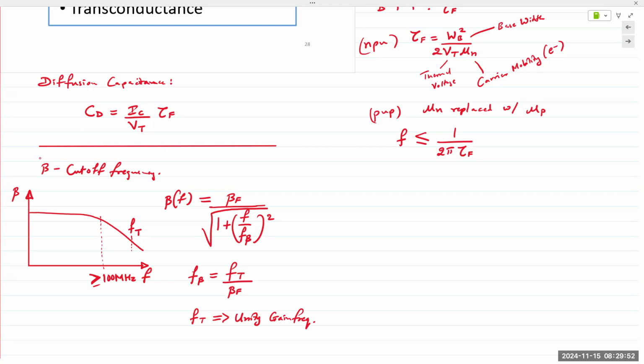And so it places an upper limit. Again, this quantifies the upper limit on the operation of BJTs. So high frequency operation is a whole different area of study.